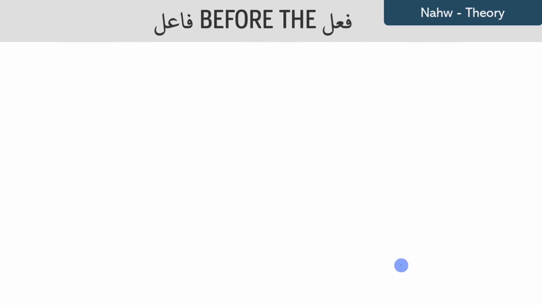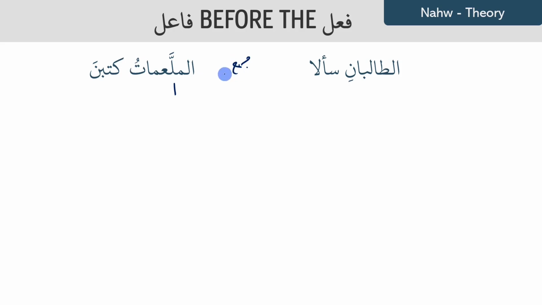And we said that the fa'il will always come after the verb. But in some cases, you could find sentences where the doer appears before the verb. So in these occasions, the verb and its doer must match in the number. So for example, we have mu'allimat. Mu'allimat is jama mu'annath. And so the fa'il katabna is also jama mu'annath. And the same thing is for at-talibani sa'ala, the two students asked. At-taliban is dual and sa'ala is also tathniya mudhakkar.